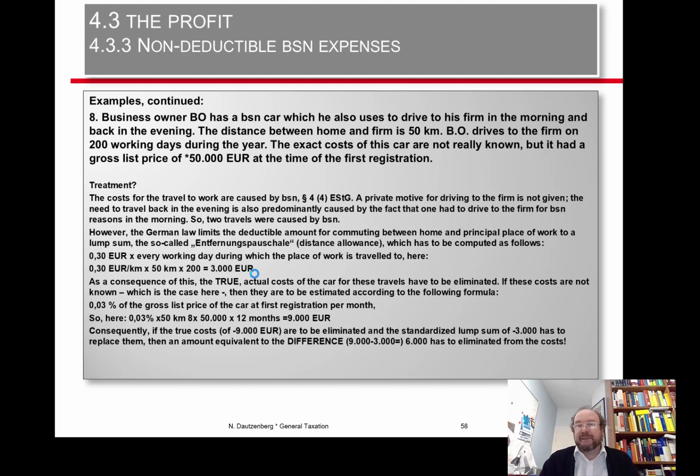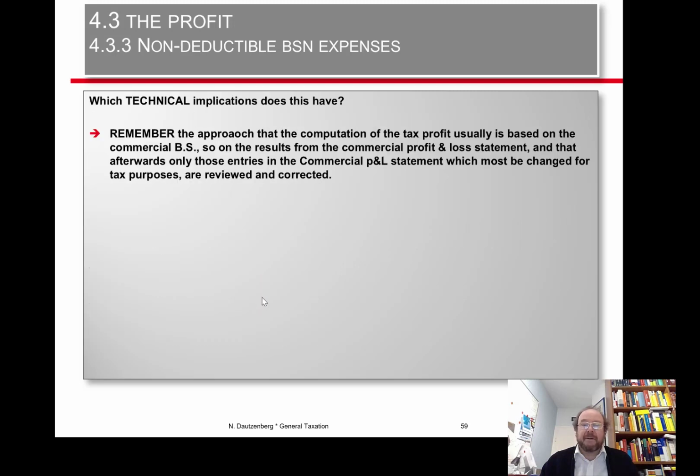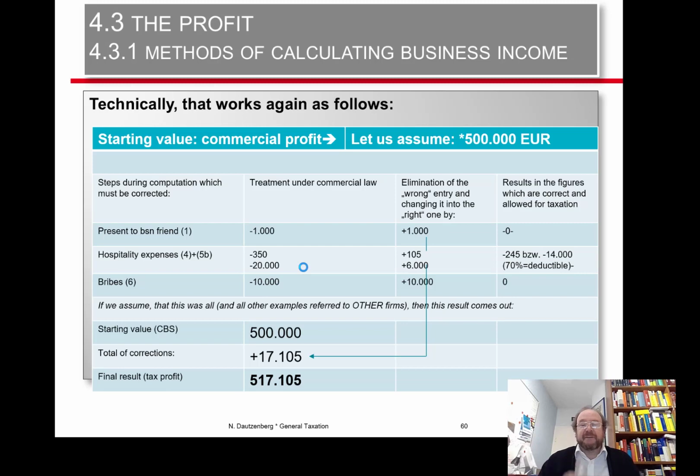In that case, that leads to 9,000 euro. So the difference, 6,000, has to be eliminated from the cost as non-deductible. If you now look to the technique, how you can do that, you end up with, again, this sheet of paper.